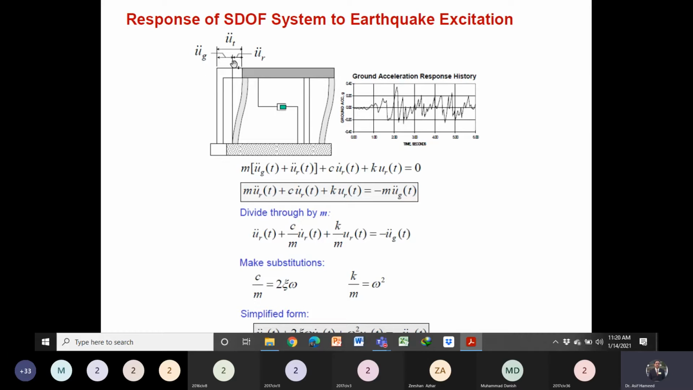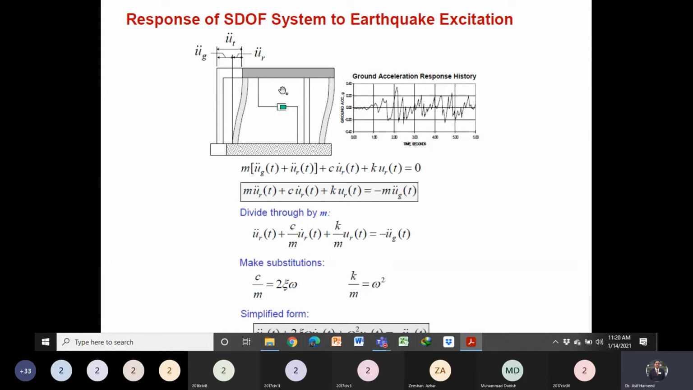This is the ground acceleration, and then we have the acceleration of the system, the acceleration of the mass, because of this excitation or this disturbance. You can have the time history data here. This is the time history data.